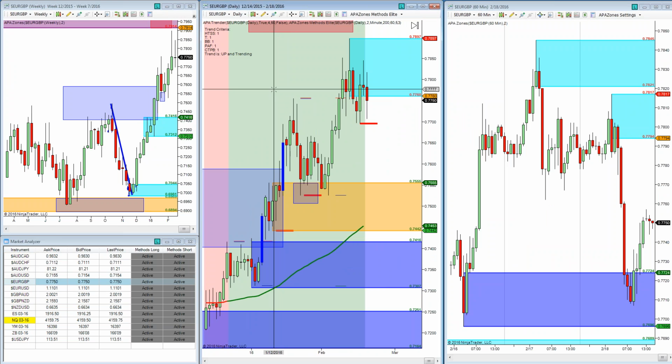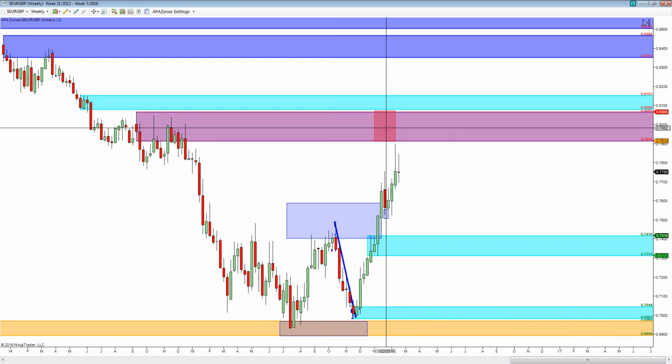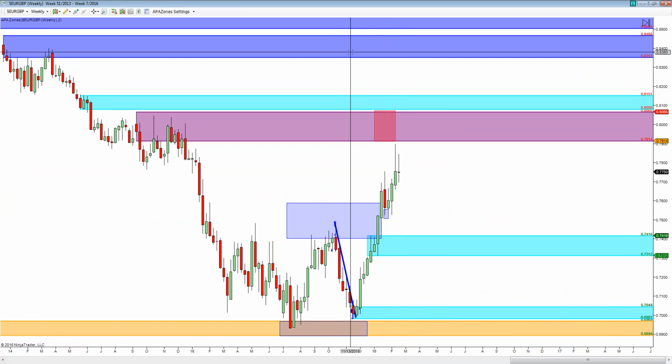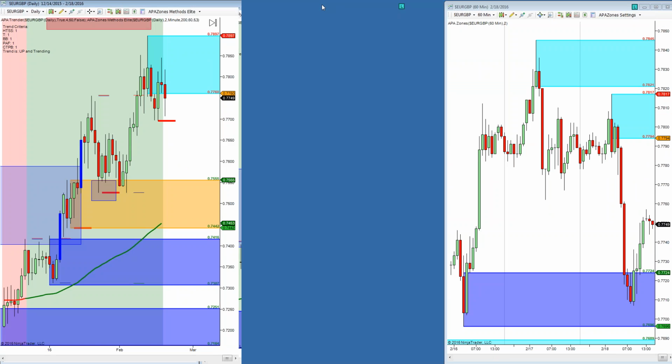Moving over to the Euro pound. Euro pound is up, and we've been watching this big weekly level here for major supply, and it's trying to do it. It's really trying to do it. So we're going to see if it can do that.